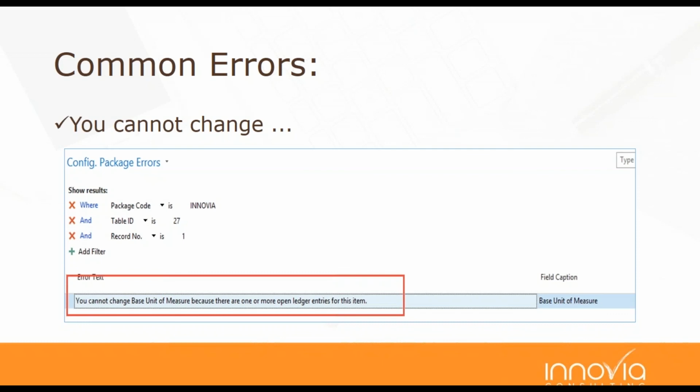So some areas of NAV you want to really be careful of what you update or change or correct. NAV still goes through the same validation that it does when you're on the screen. So if we were to open up an item and try to change the base unit of measure, if there are ledger entries, it will not allow you to. So that's a common error that I've seen.